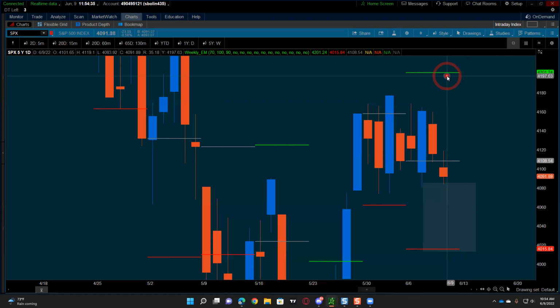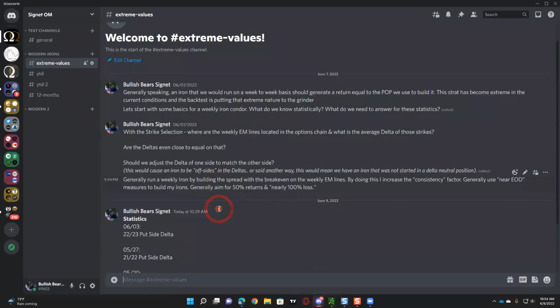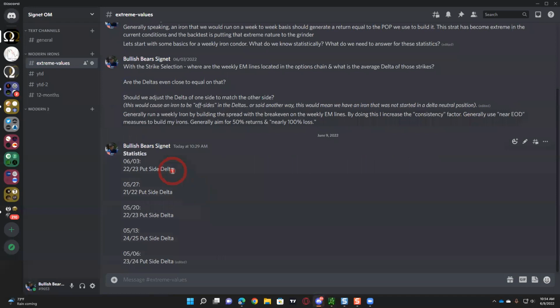Now, Option Omega doesn't have expected move like this, and so I can't program it to show me backtested results based on this expected move. But I started going back and calculating where the put side delta of the expected move was for just this year. And if you're asking, why am I doing the put side?